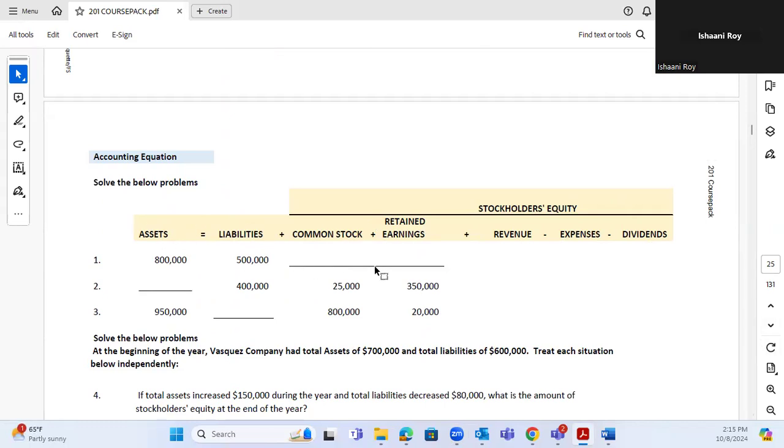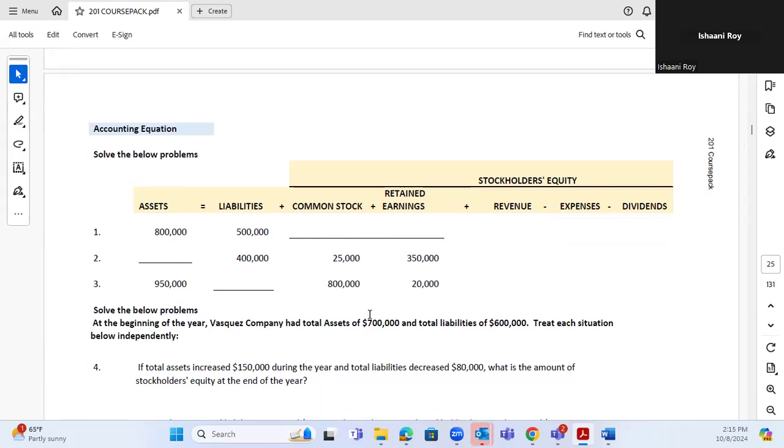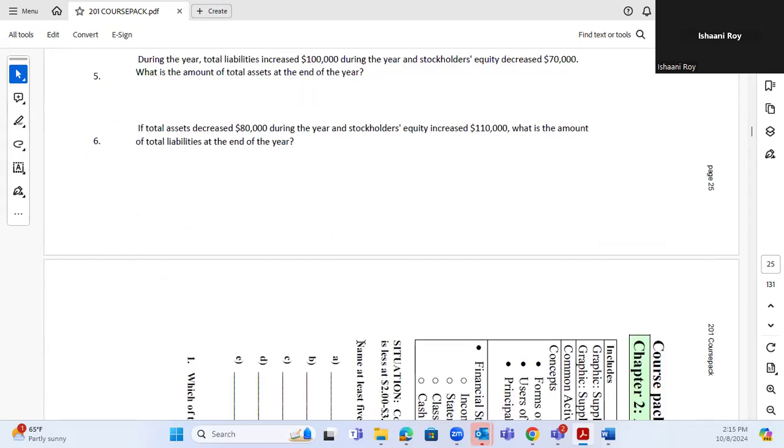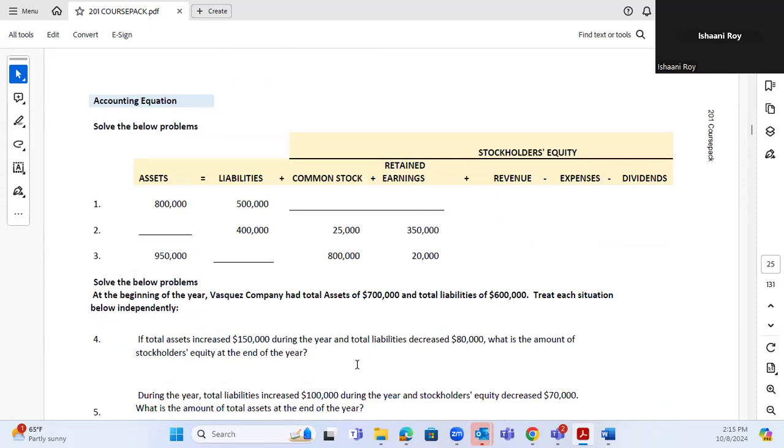But essentially, the simple accounting equation is assets equals liabilities plus stockholders' equity. And then I expand it over here. If I say 800 is assets, 500 are liabilities, you should know the combined common stock and retained earnings should be 300. We have 6 problems here, and it's just testing you on your understanding of that relationship. So it's basically algebra problems.